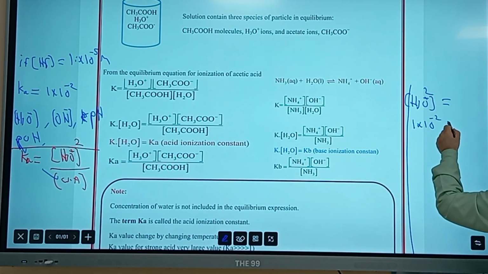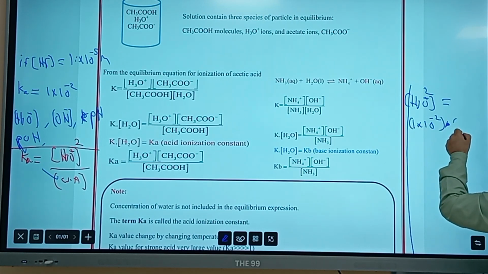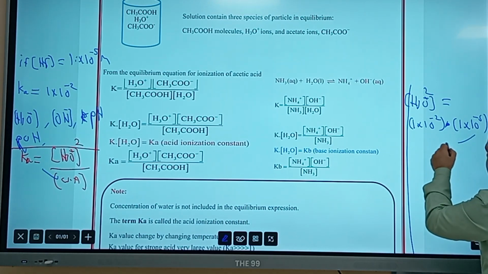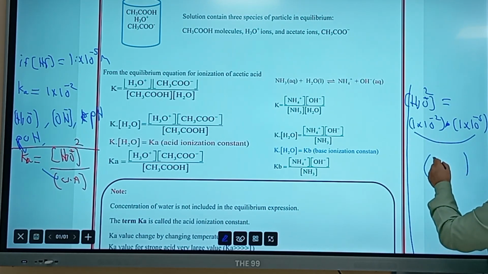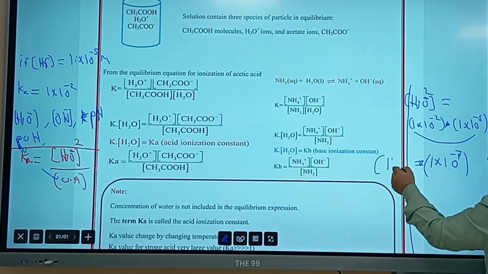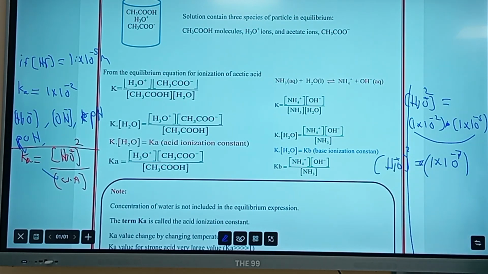1/10 to the power minus 2 multiply 1/10 to the power minus 5. This value will be something, 1/10 to the power minus 7. And this is equal to the hydronium square. Let me take the calculator in order to solve this, guys. Today I have a calculator, so I will be writing the square root of this value.